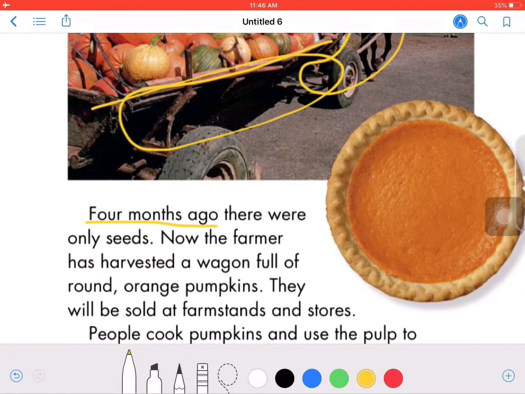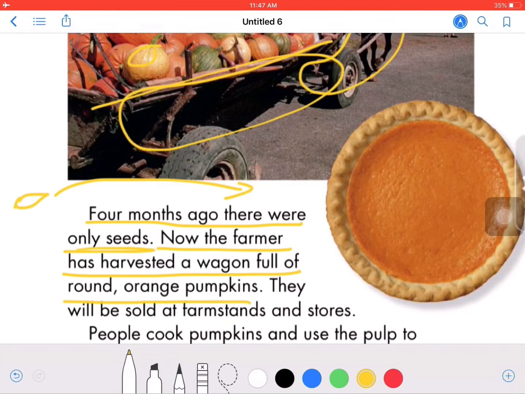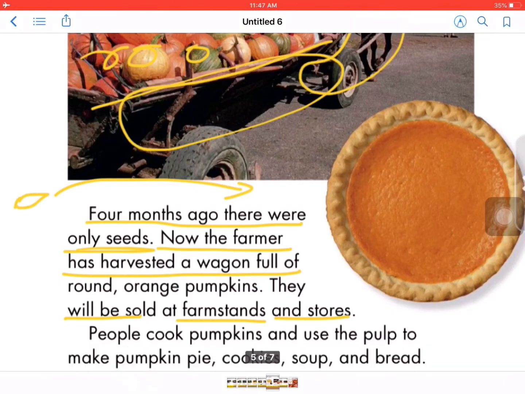Four months ago, there were only seeds. After four months, what will happen? Now the farmer has harvested a wagon full of round orange pumpkins. So here you can see a wagon full of round orange pumpkins. The farmers will sell these pumpkins at a farm stand and stores. So the farmer will sell the pumpkins to the people.